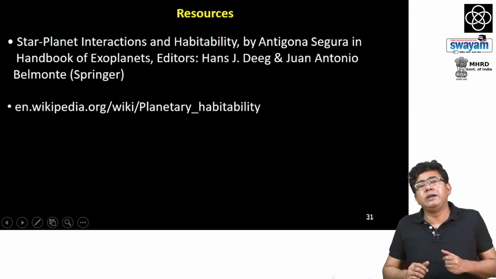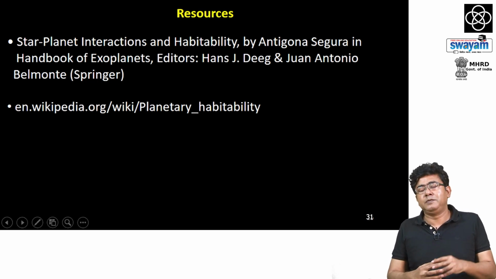So, these all provide interesting pathways for the influence of the star and the interaction of stellar activity with planets.